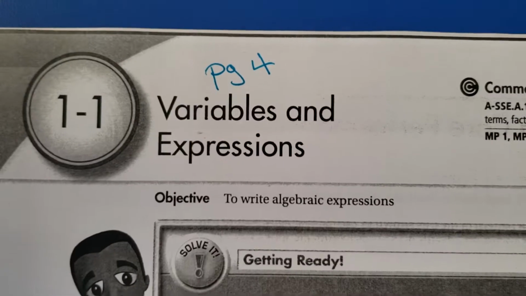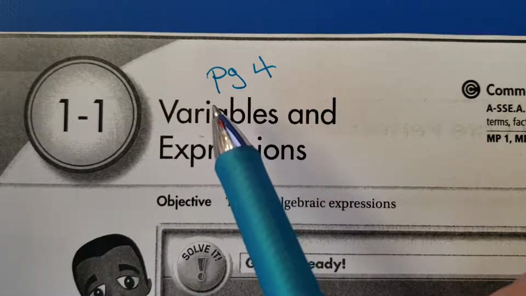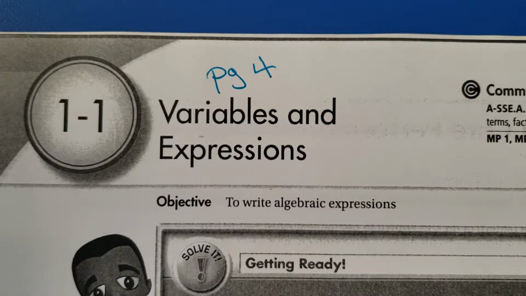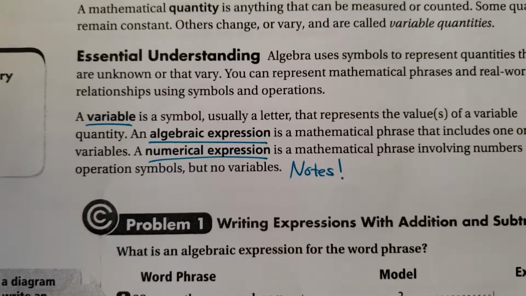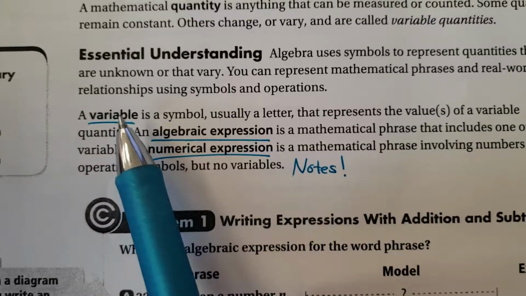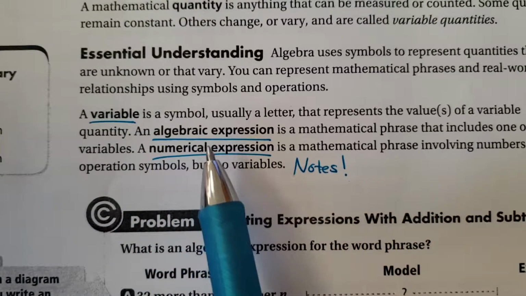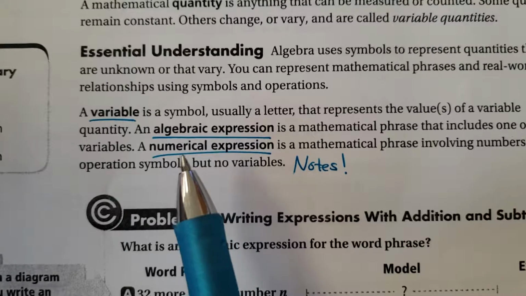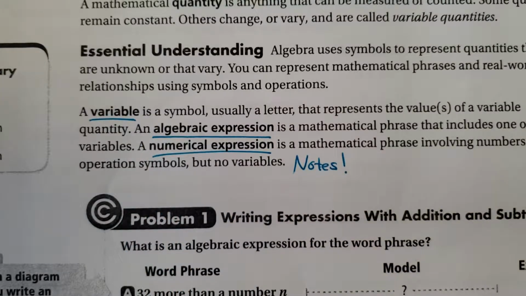Students, what's going on? We're going to go over the 1-1 notes on page 4, talking about variables and expressions. In your notes, there should be a space for you to write the following things down. Remember, how do you find the notes? You have copies in class. They're also attached in Schoology.